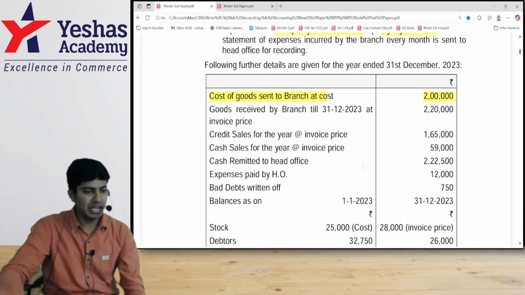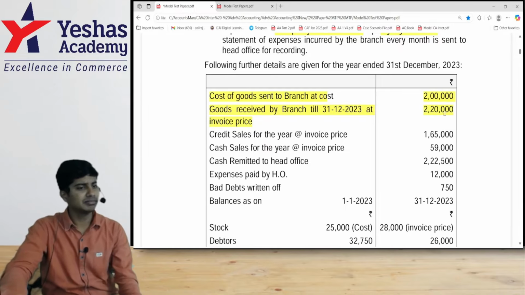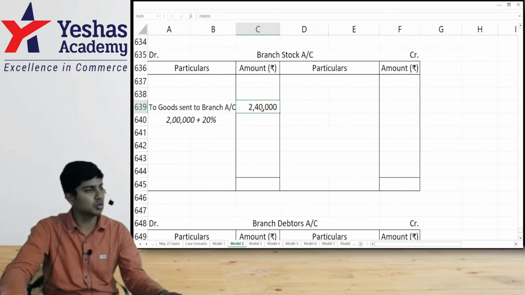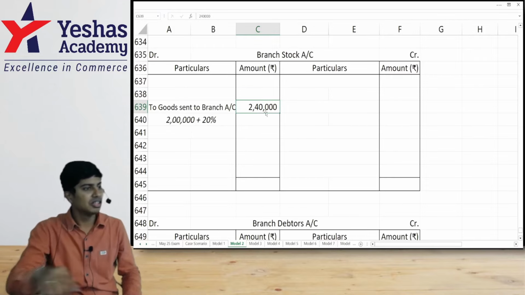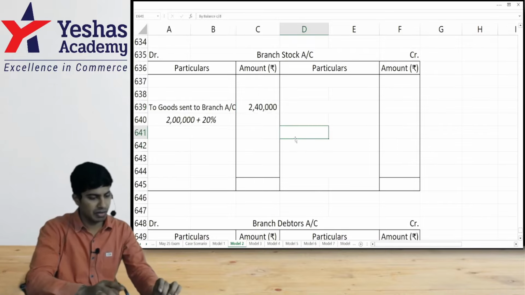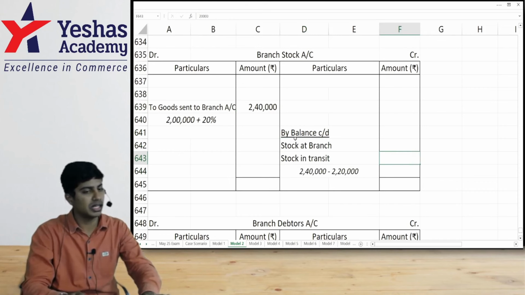What's after this? Then we have goods received by branch. Goods received by the branch till 31st of December 2023 at invoice price is 2 lakh 20. If they send 2 lakh at cost, how will we receive 2 lakh 20? This 2 lakh 20 is at invoice price. 2 lakh is at cost. So the invoice price of goods sent is 2 lakh 40. We received only 2 lakh 20. The remaining 20,000 is still on the way. So when we write closing inventory, balance carried down, I would write two variants. One, stock at branch. Second one, stock in transit. Stock in transit is 240 minus 220, 20,000.